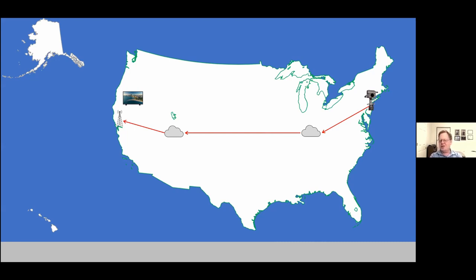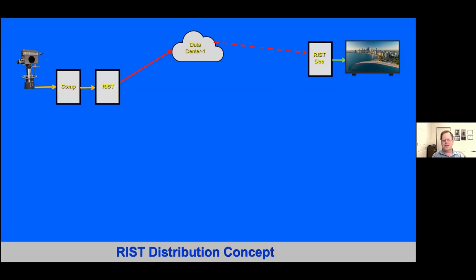But what happens if you want to do distribution? Distribution is just not one point. It's often multiple points. You could start with this same concept, but since you're going to the cloud, we are working on RIST Cloud, and there are applications out there in development within RIST to support RIST in the cloud. And you could go to multiple points. In this case, I showed 2. It could be 2, it could be 200, it could be 2,000.